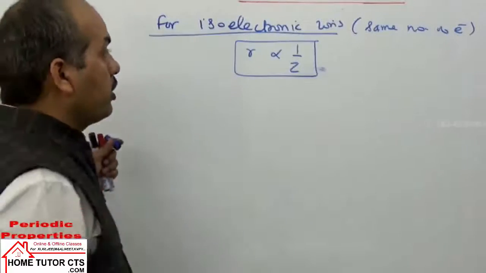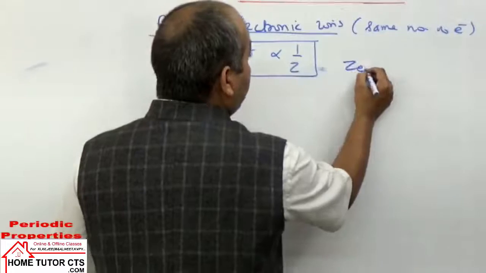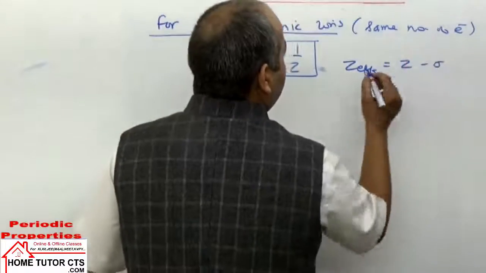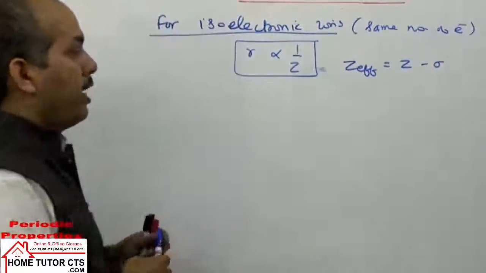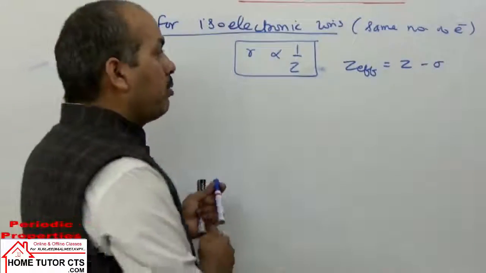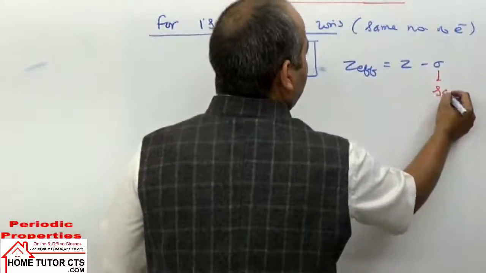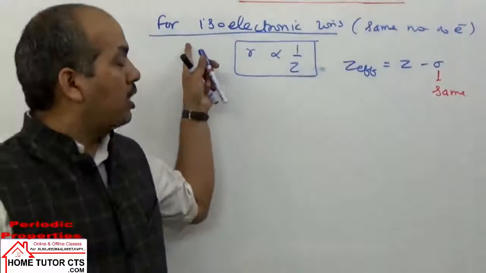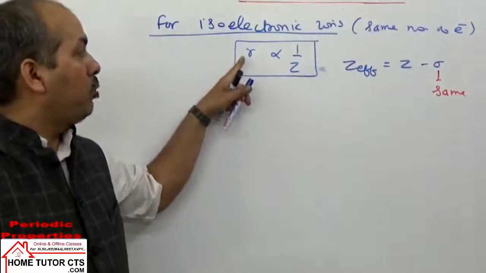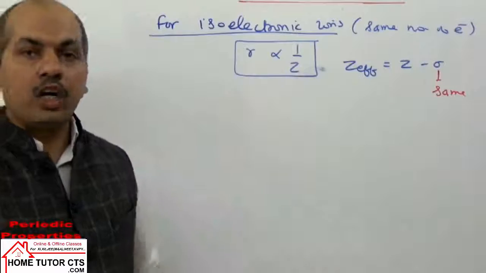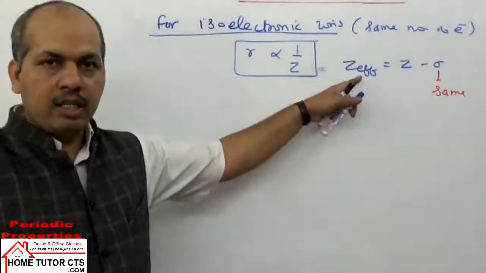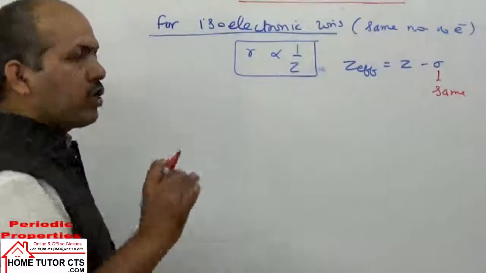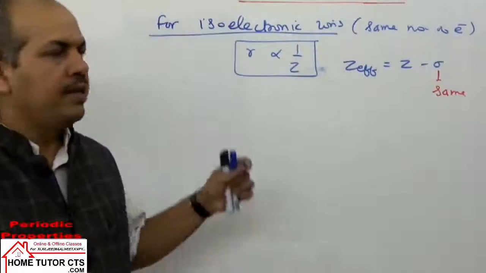Now for isoelectronic ions, the calculation of Z effective is Z minus sigma. Isoelectronic means they have the same number of electrons, so sigma will be the same. When sigma is the same for all the isoelectronic species, the atomic radius is inversely proportional to atomic number, because Z effective is proportional to Z only if sigma is constant. So you get questions on this topic in the exam frequently.